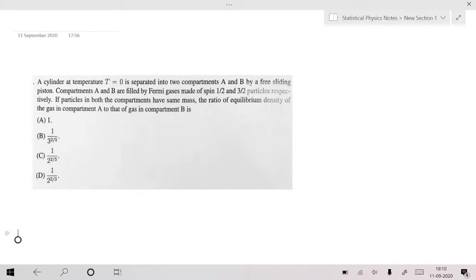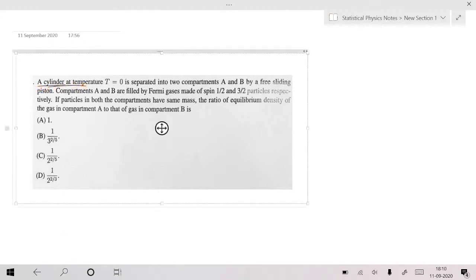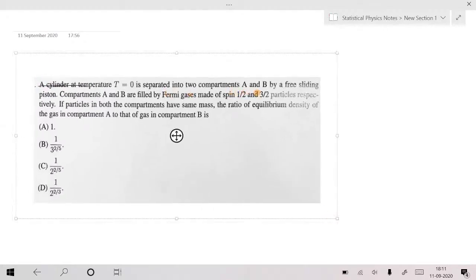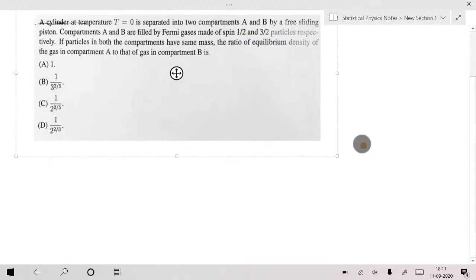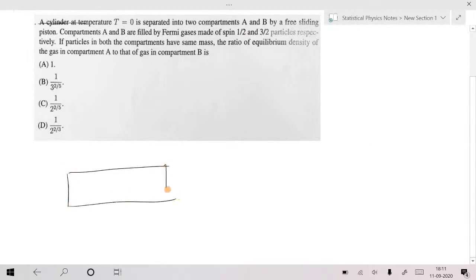Consider a cylinder at temperature T equal to 0, separated into two compartments A and B by a freely sliding piston. Compartments A and B are filled with Fermi gases made up of spin half and spin 3 by 2 particles respectively: in A, S is equal to half, and in B, S is equal to 3 by 2. If particles in both compartments have the same mass, what is the ratio of the equilibrium density of the gas?